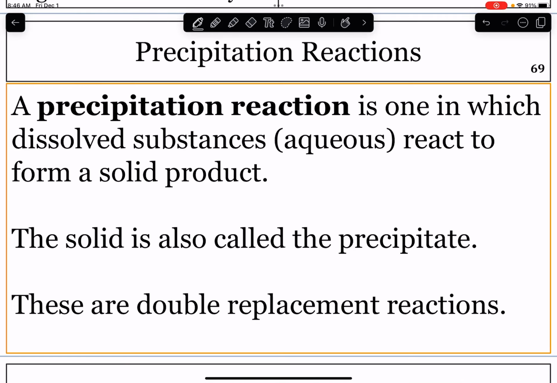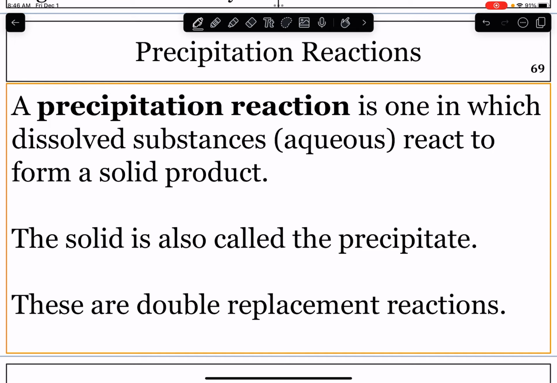In this video, we will learn about precipitation reactions. A precipitation reaction is one in which dissolved substances react together to form a solid product. So imagine you have two beakers and they're each filled with a dissolved ionic compound. They are both clear, colorless solutions sitting in the beakers. And then you mix them together and sometimes a solid is formed from the products. And this is what is called the precipitate.